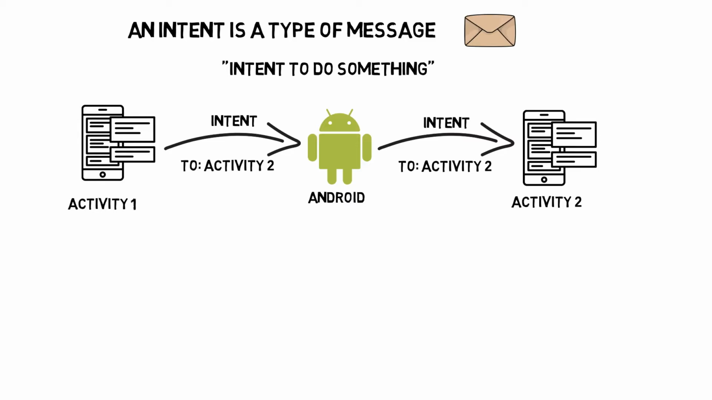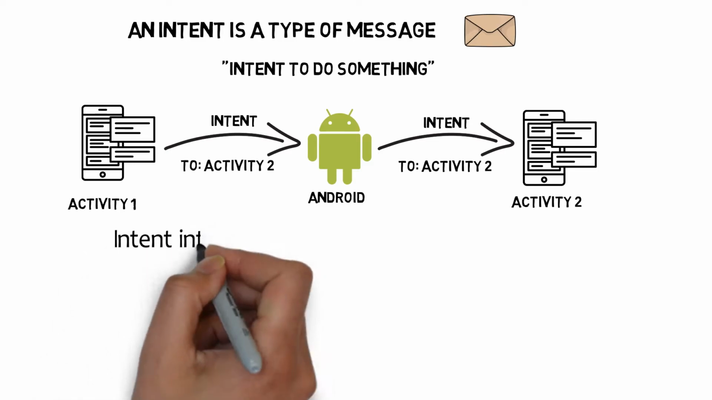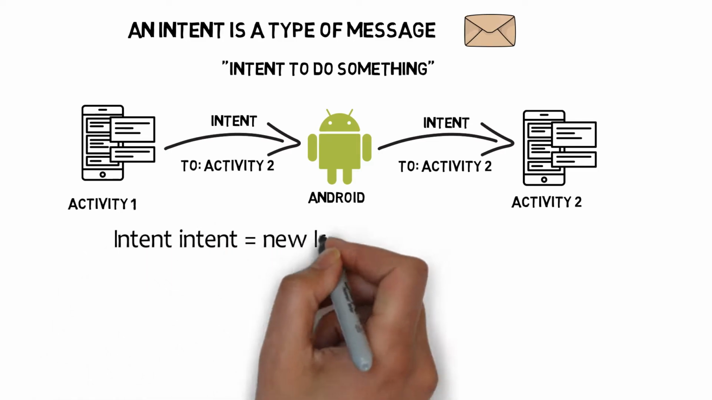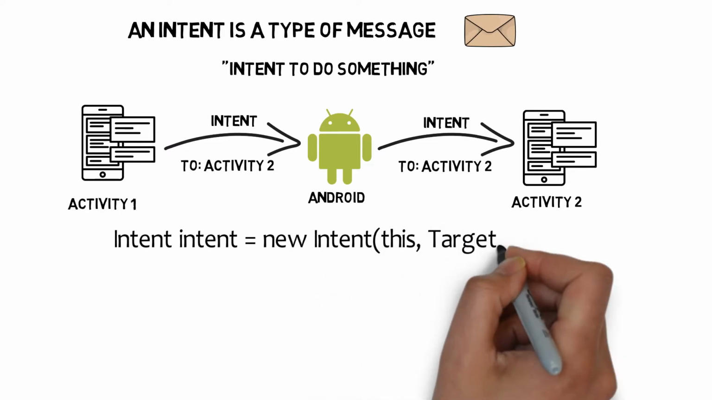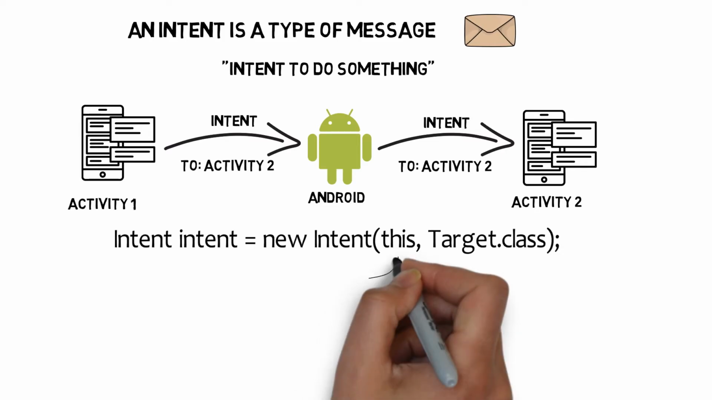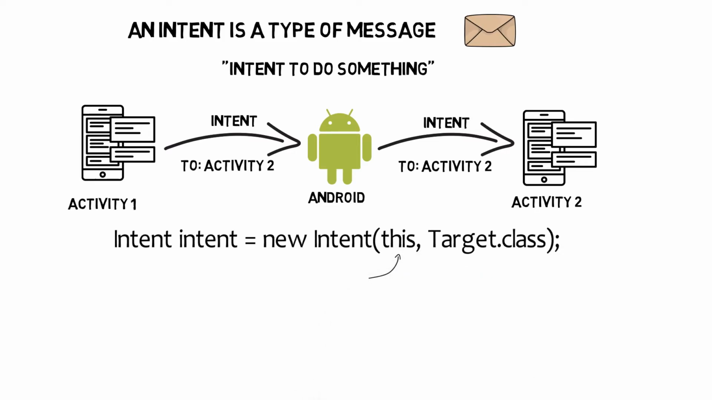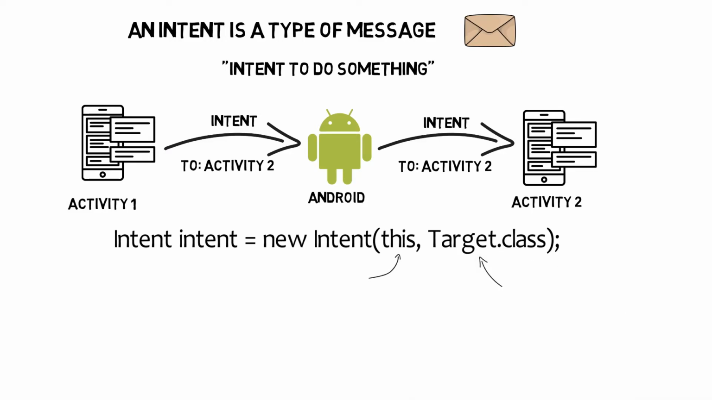You can create and send an intent using just a couple of lines of code. You can start by creating the intent like this: Intent intent = new Intent(this, Target.class). The first parameter tells Android which object the intent is from, and you can use the word this to refer to the current activity. The second parameter is the class name of the activity that needs to receive the intent.